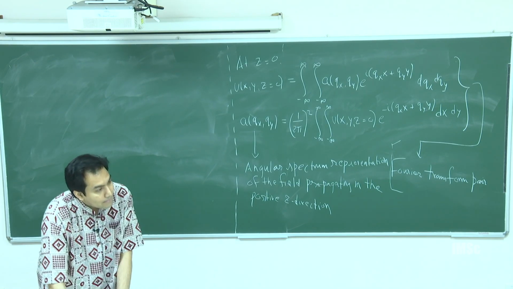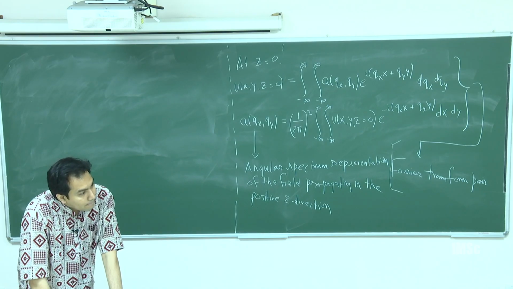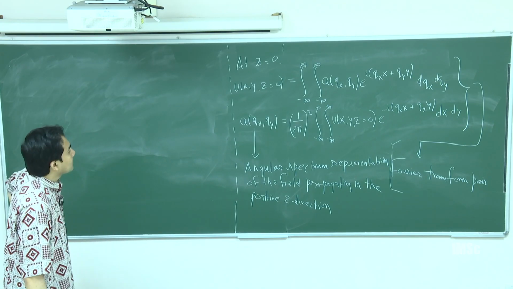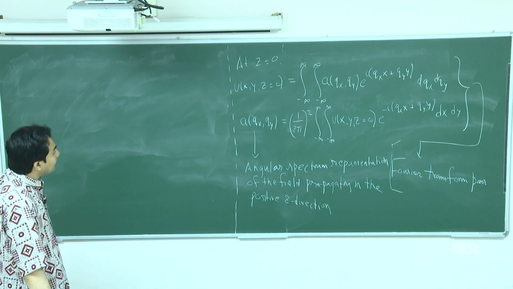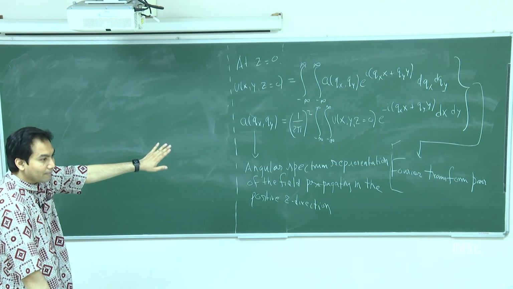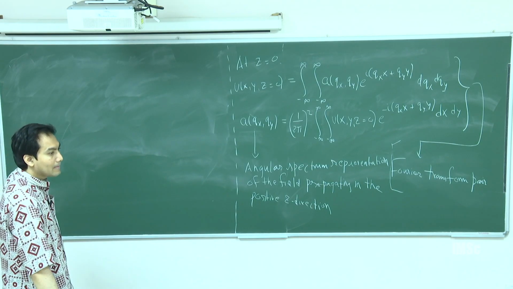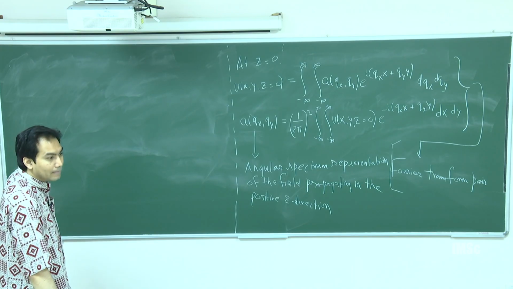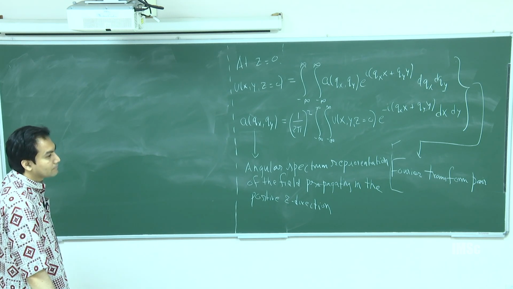Now you can think of this right hand side as a Fourier transform of some function of x and y. The right hand side is basically a Fourier transform. So if you apply the inverse Fourier transform, this e to the power minus i w z will be there, right? Because then you just do this.